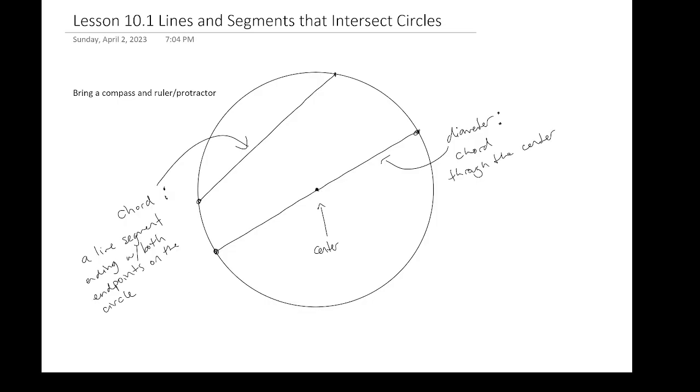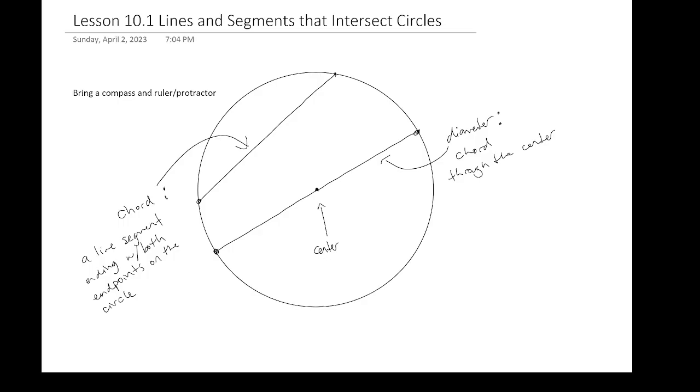So this kind of reminds us of the concept of rectangles and squares, right? Where squares are a type of rectangle, but not all rectangles are squares. All the non-square rectangles we just call rectangles. Same thing with the diameter, right? A diameter is a chord, but not all chords are diameters. A diameter is a specific type of chord.